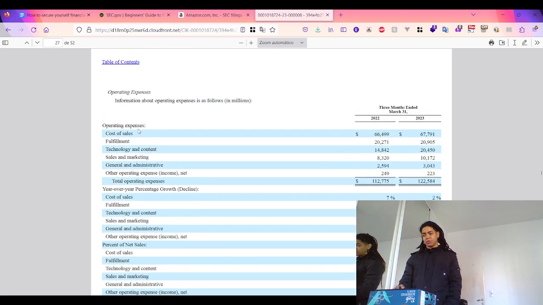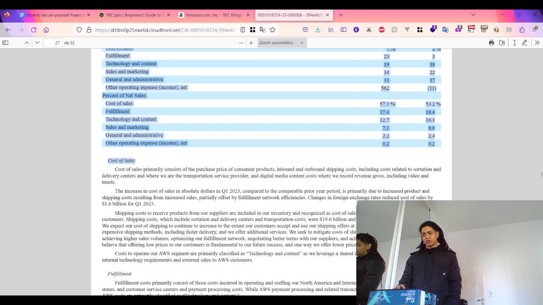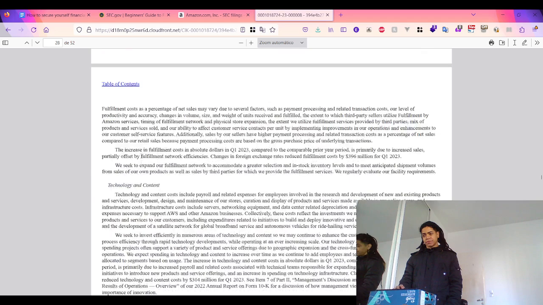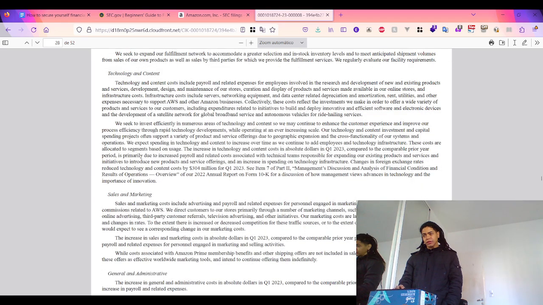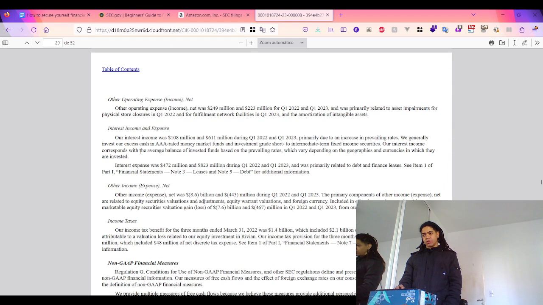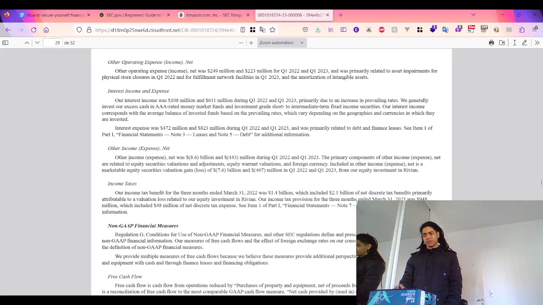Operating expense, the cost of sale, of the purchase price of consumer products, inbound and outbound shipping costs, including costs related to sortation and delivery centers, and where we are the transportation service provider. Technology and content, sales and marketing, general and administrative, other operating expense, interest income and expense.